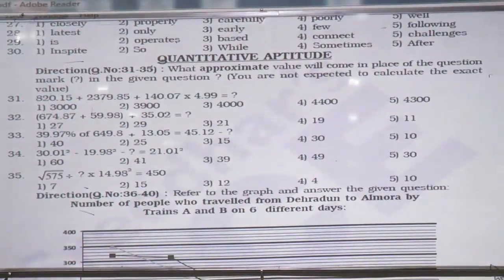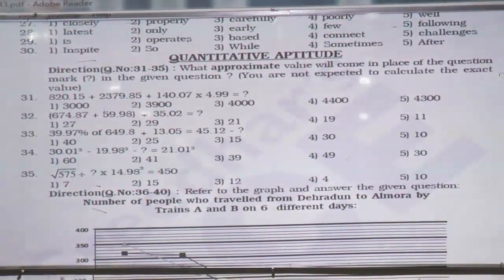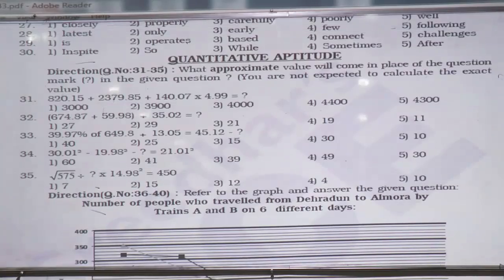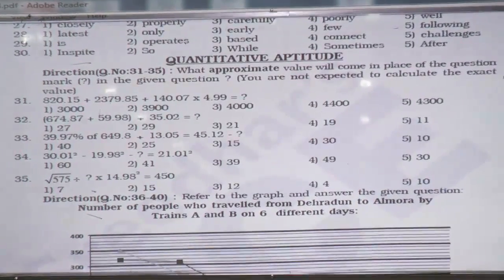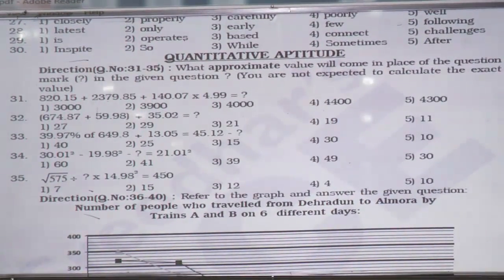We have squares and percentage. Should be easy. We have only two concepts, percentage and then squares. That too not so big numbers, 20 square and then 15 square. So easy task, 31 to 35.